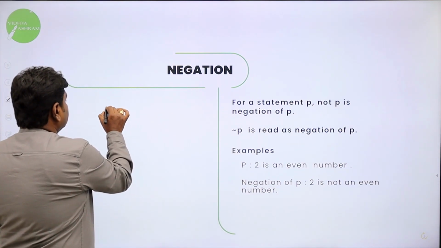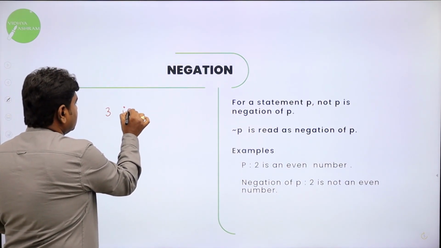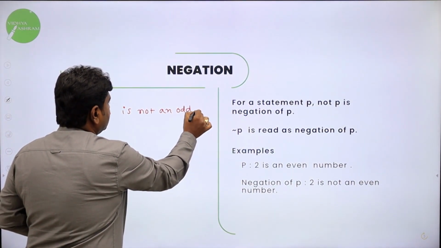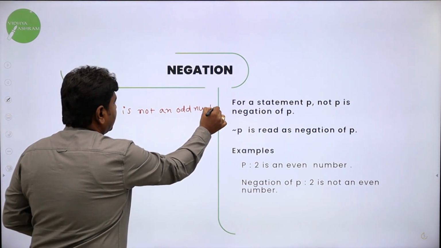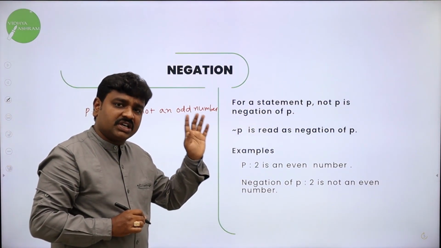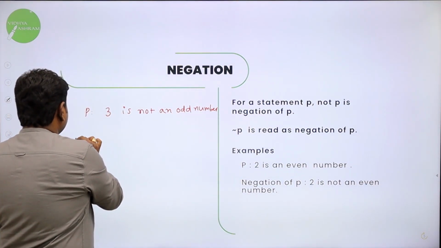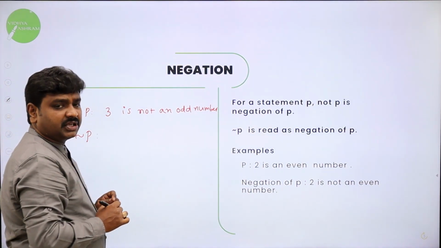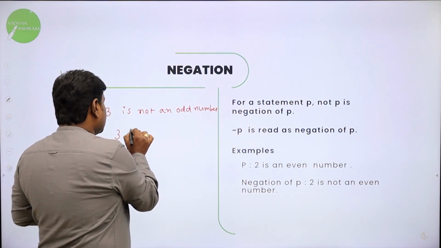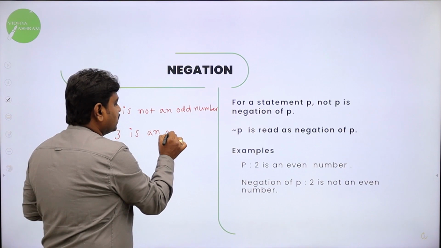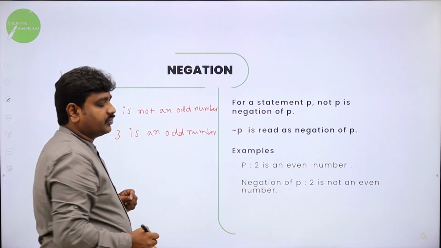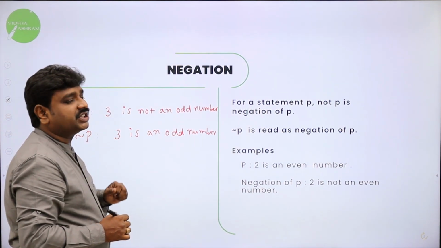Similarly, if I take 3 is not an odd number, I am writing a statement called 3 is not an odd number. All of you know this is false, but it is a proposition. Now if I ask you to write negation P, we symbolize this. 3 is not an odd number. Negation is 3 is an odd number. When you negate, we get 3 is an odd number. So when you negate, the truth value changes.